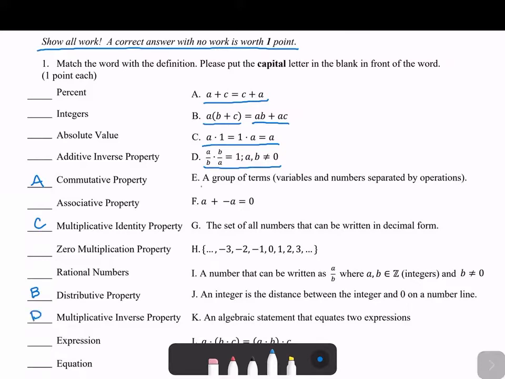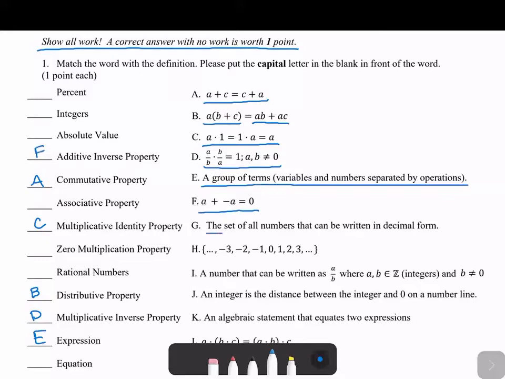The next one is a group of terms, variables, and numbers separated by operations. So whenever you see a group of terms like this, well, actually, all 4 of the preceding A through D are examples of a group of terms, variables, and numbers separated by operations, and all of those are examples of expressions on either side of that equal sign. Right, so A plus C is an expression, or 3 plus 2, or 3 divided by 2. All of those are expressions that take numbers and variables and operations and put them together without an equal sign. Okay, the next one is when you add a number and its opposite, you get 0. So that's going to be the additive inverse property.